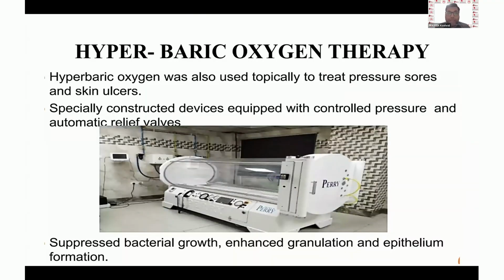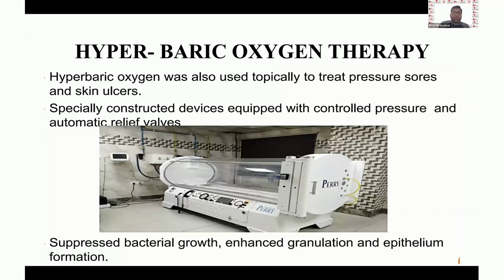The advanced therapy is hyperbaric oxygen therapy. Hyperbaric oxygen is also used topically to treat pressure injuries. These are used in higher centers, in extensive areas, where one can afford the cost. Specifically constructed devices are equipped with pressure control and automatic relief valves, suppress bacterial growth, and enhance granulation and epithelium formation.